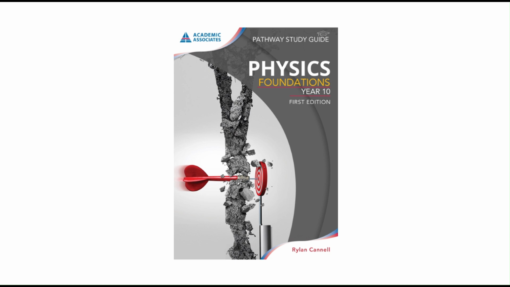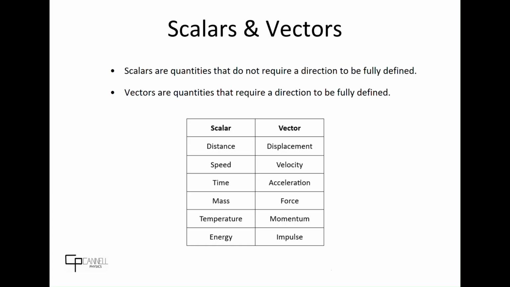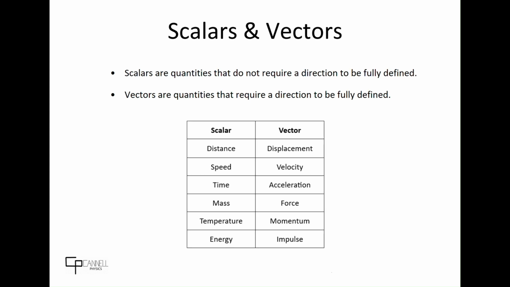Now let's start today's topic. Scalars are quantities that do not require a direction to be fully defined, whereas vectors are quantities that do need a direction to be fully defined. Below I have a table of examples of scalars and vectors, and we will learn more about these quantities in future videos. Here you can see that speed is a scalar and velocity is a vector, so these two quantities are commonly used interchangeably in everyday language.